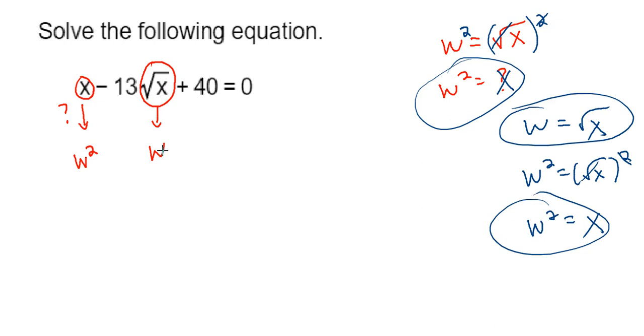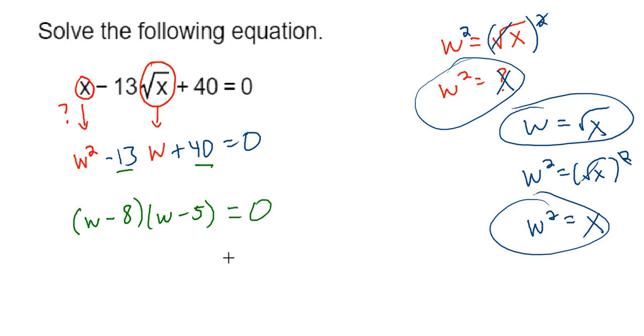Square root of x gets replaced with the w because that was the original choice that we made. And then everything else is going to get copied down. Now we have a quadratic equation which we can solve. We could use the quadratic formula, but like I said, you should check to see if you can factor first. I think all of these are factorable. I don't think they give you anywhere you have to use the quadratic formula. So here we want to find two numbers that multiply to 40 but add to negative 13. There are two numbers that do that, 8 and 5. So we can factor this as w minus 8, w minus 5 equals 0.